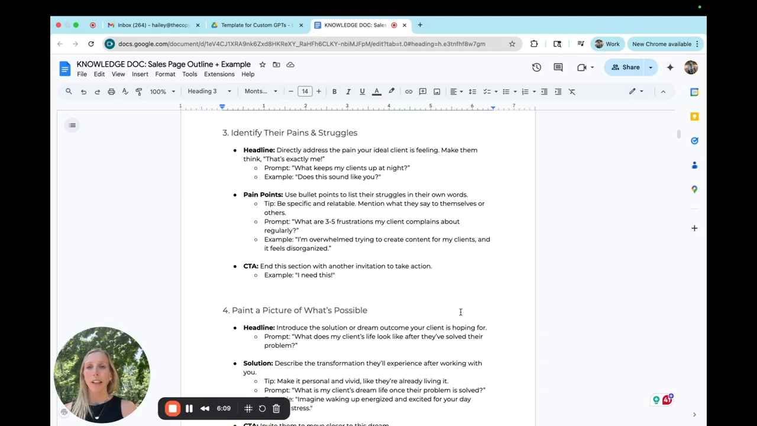You could also do something like "sounds familiar," whatever makes sense in what you're selling, but always have a headline, right? That stops the scroll. It gets them to know like this is the next section. It's just easy on the eye too.